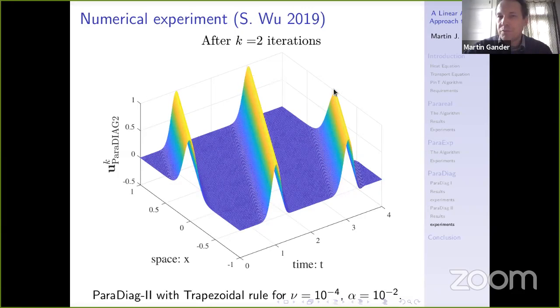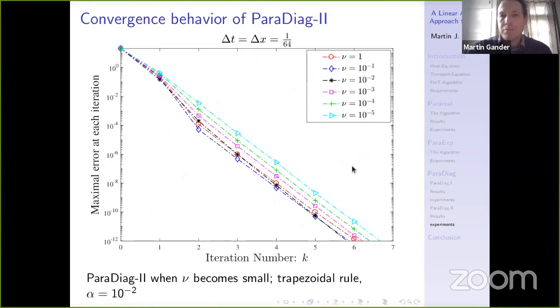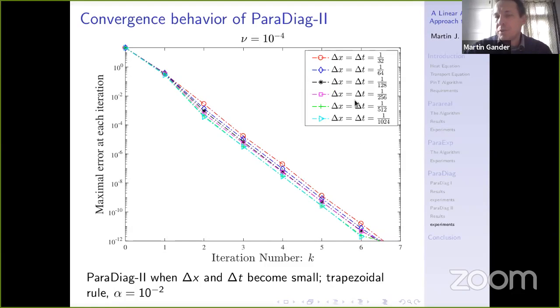And here we are with a diffusivity, which is very, very small. So it's basically a transport equation. The algorithm is robust when you make the diffusivity small. So if you go from a real diffusive problem to an almost pure transport problem, convergence is very fast. You go from 10 to the 1 to 10 to the minus 12 in 5 or 6 iterations. Alpha was chosen 10 to the minus 2. It's also robust in mesh refinement because you actually solve the correct problem on the correct mesh.